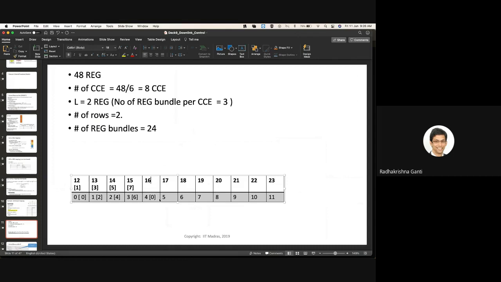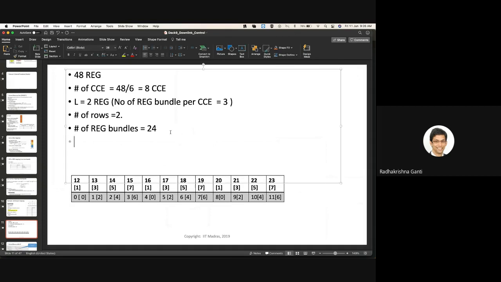Then 0, 1, 2, 3, 4, 5, 6, 7. Again 0 starts: 0, 1, 2, 3, 4, 5, 6, 7.